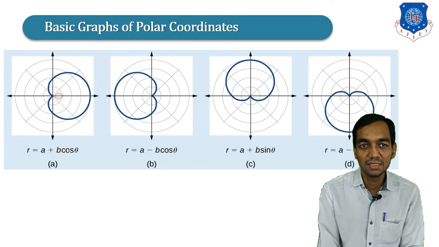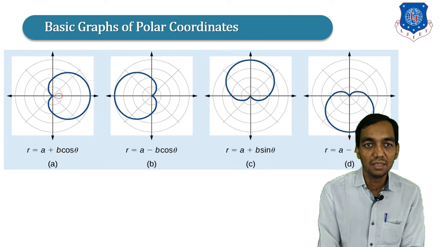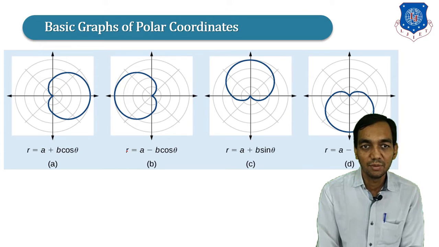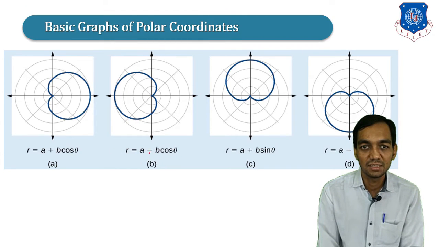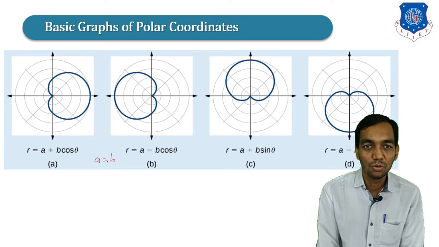But if you have a equal to b, that means a common out, and you will have r = a(1 + cos theta). In that case, this is going to be a simple curve, which is given here. This is the equation of a cardioid. In the same manner, r = a(1 - cos theta) is there. That means we are discussing a equal to b only.